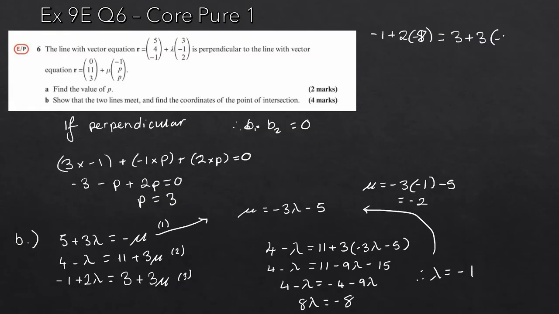So let's just check I've put everything in correct before we solve this. So it's minus 1 plus 2 lots of lambda, where lambda is minus 1. So yeah, it was correct. And that's equal to 3 plus 3 lots of minus 2. Okay, so I can't see any errors there. So let's just plug this in now to see what we get.